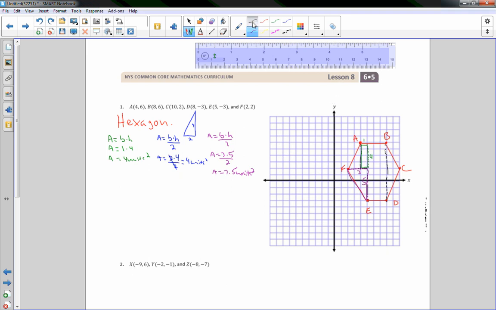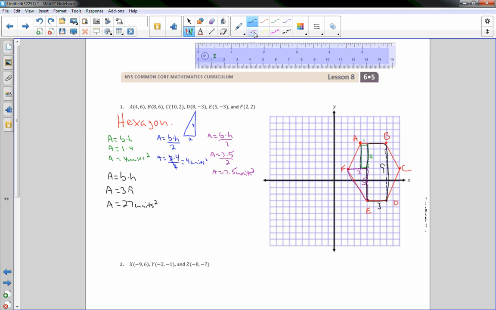And I continue on in this fashion, and the area of the rectangle now, this rectangular piece here, has a base of 3 and a height of 3, 4, 5, 6, 7, 8, 9. So the area of a rectangle is base times height. So the area of this rectangle is 3 times 9, or 27 units squared.